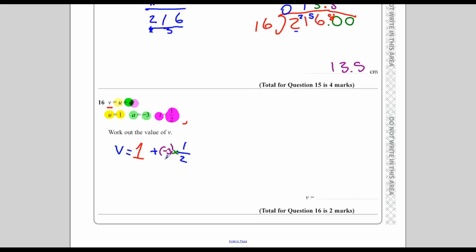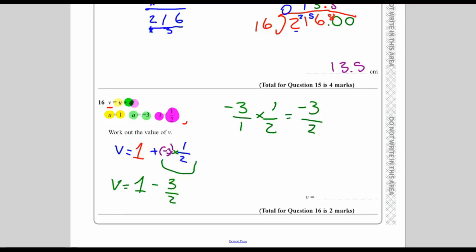Now, minus 3 lots of a half. Well, when we're multiplying fractions, we can just multiply the top, multiply the bottom. Minus 3 is the same as minus 3 over 1. So that's a little trick for you. Minus 3 times 1 is minus 3. 1 times 2 is 2. Now we're plussing a minus, which is the same as just taking away. So 1 minus 3 over 2.